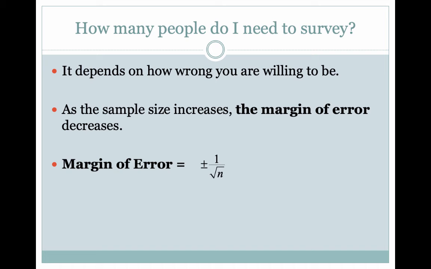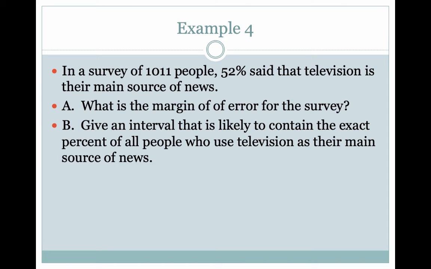The margin of error is equal to plus or minus 1 over the square root of n, where n is your sample size. So in a survey of 1,011 people, 52% said that television is their main source of news. First thing we're going to do is determine the margin of error for the survey, and then we're going to use that margin of error to answer part B. We're going to give an interval that is likely to contain the exact percent of all people who use television as their main source of news.